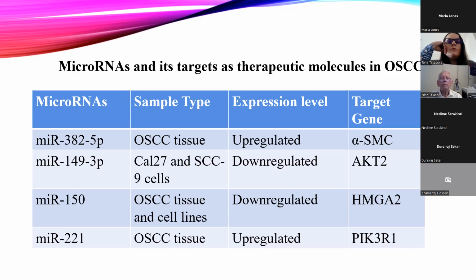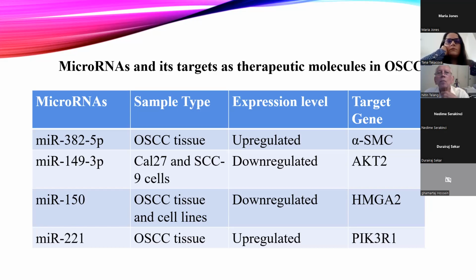The second kind of microRNAs is called therapeutic molecules. There are so many microRNAs detected, which were identified recently in the tissue as well as in cell lines. Most of these microRNAs are not validated in clinical studies. This is very important because the first line of study is cell lines, the second is preclinical validation, and the third is clinical validation.